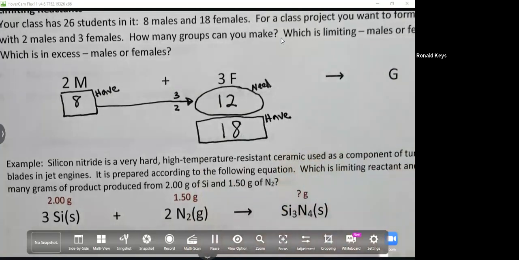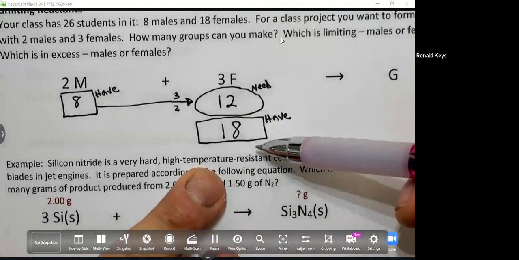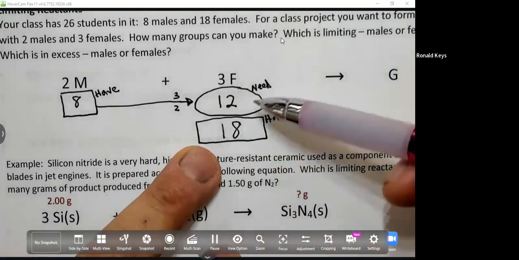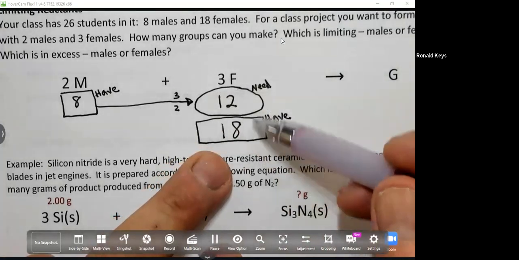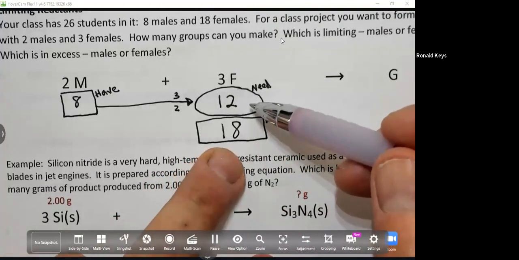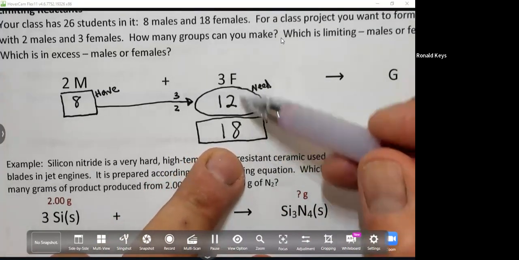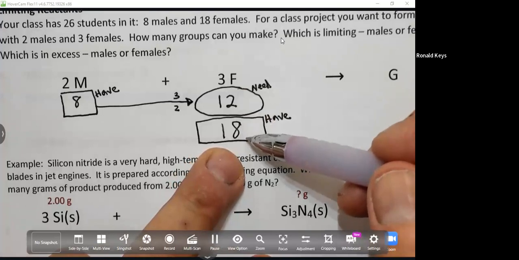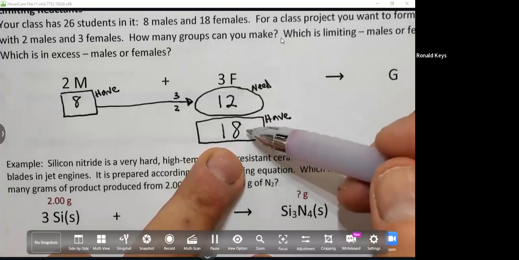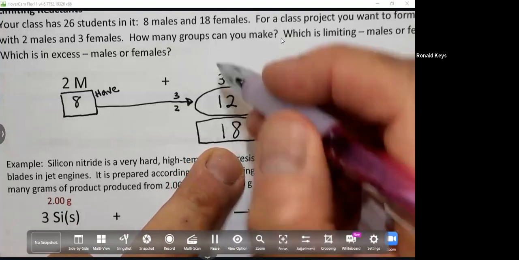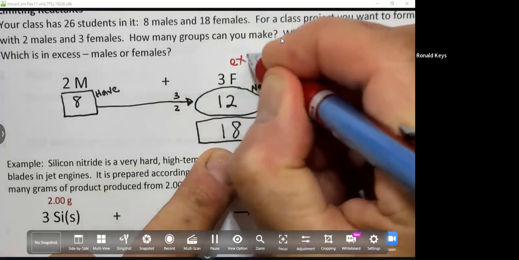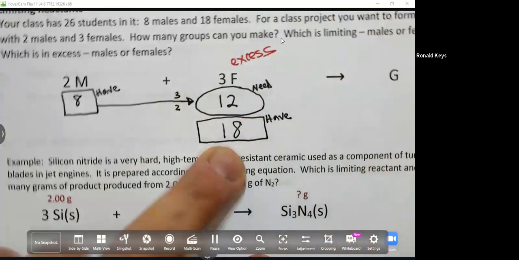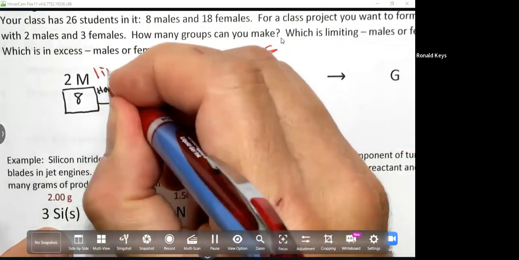We are going to do the exact same thing with moles. When you get to this point, you need 12 moles of females, but you have 18 moles. Do you have enough females? Yeah, you have excess. You have excess, which means the males are limiting.